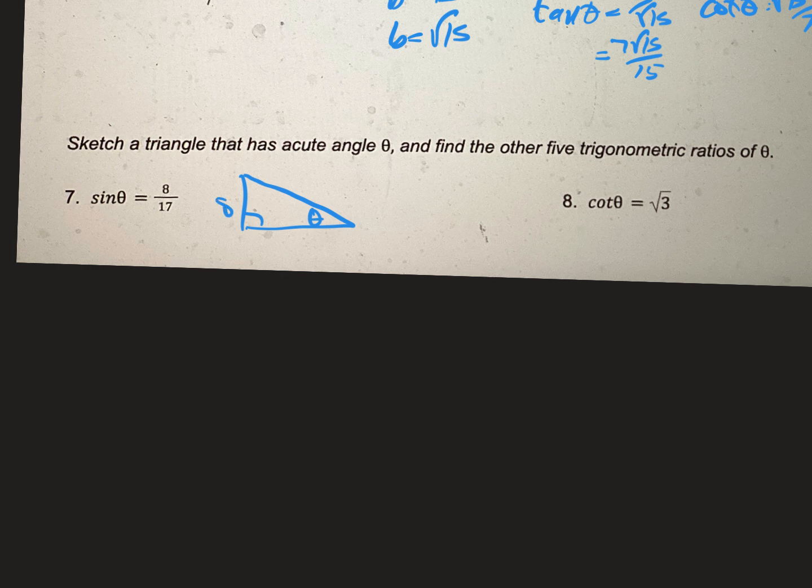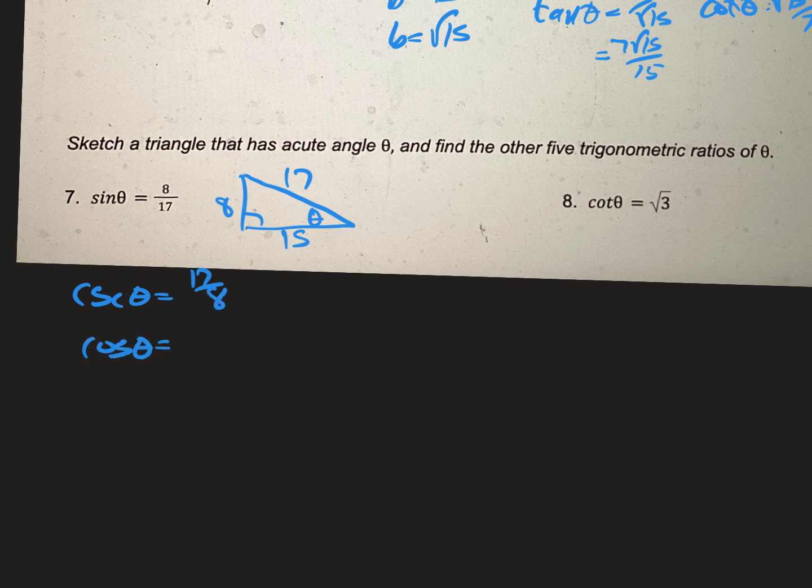Sine is opposite over hypotenuse. And guys, that's one of those famous ones. It's 8, 17. It is 15. 8, 15, 17. So one thing I know, first of all, cosecant is reciprocal of sine. So I know that one right off the top.